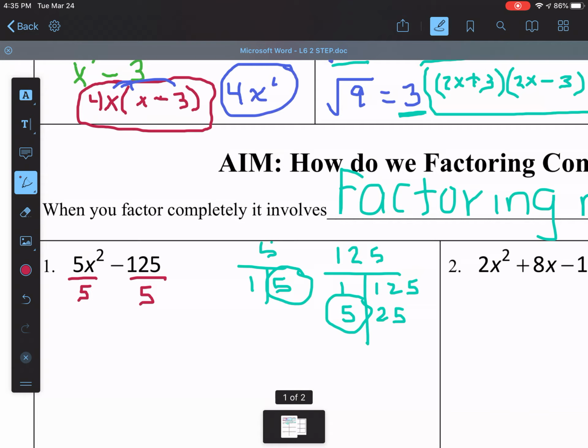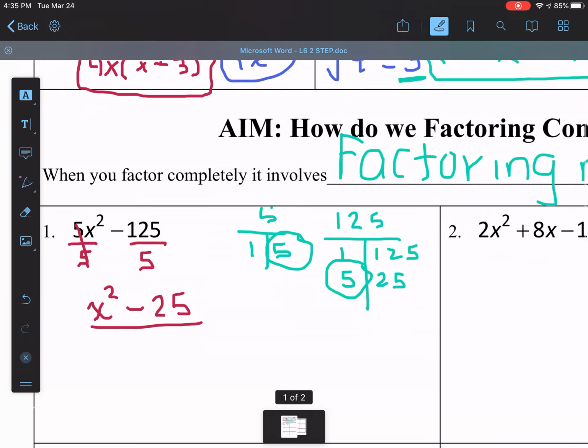Okay, so 5x squared divided by 5. The 5's cancel out. They really reduce to 1, but I'll let you say cancels out. And that becomes x squared. Okay, minus, and then 125 divided by 5 is 25. Okay, so this is what you get when you divide the GCF out.